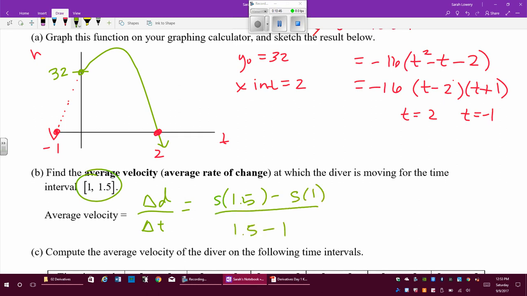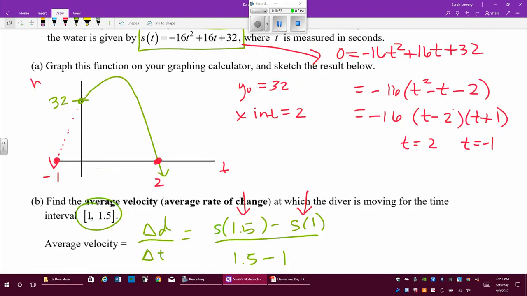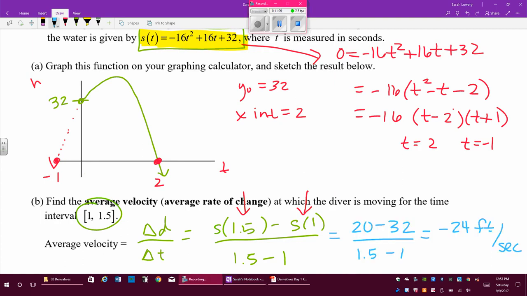Now guys, when you see this s of 1, remember that means we're going to be plugging into our function. What function? The function up here at the top. Okay, so we're plugging into that function. I want you to press pause on the video and go plug into that function real fast. Okay, so hopefully you got -24 feet per second. Remember, this is the average velocity over this time.